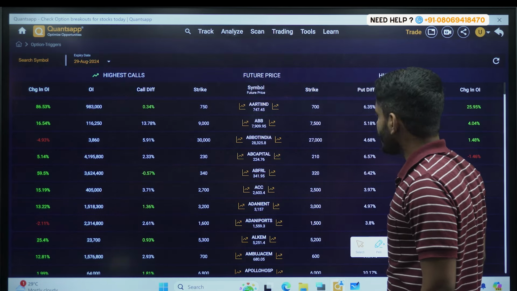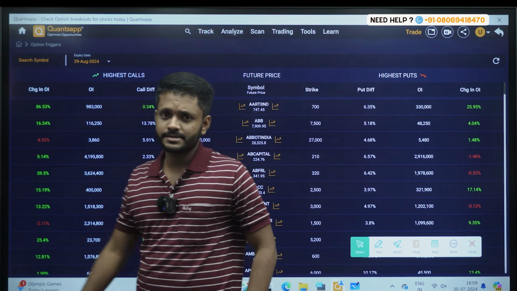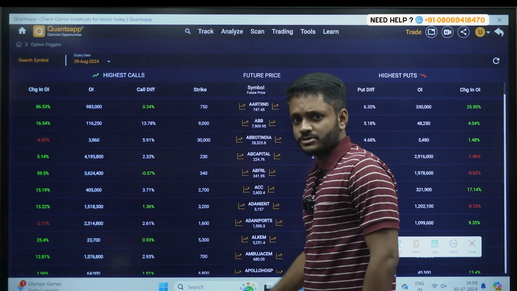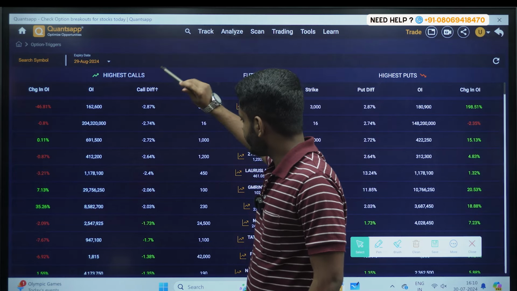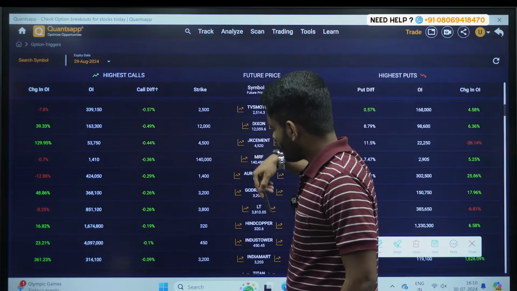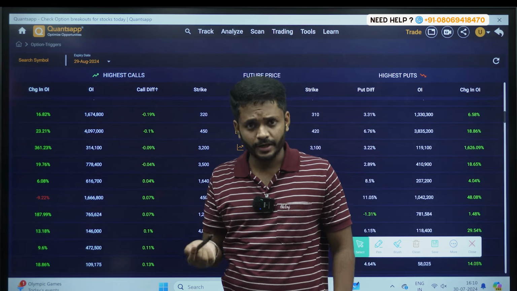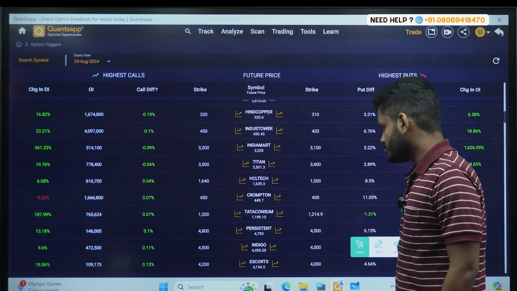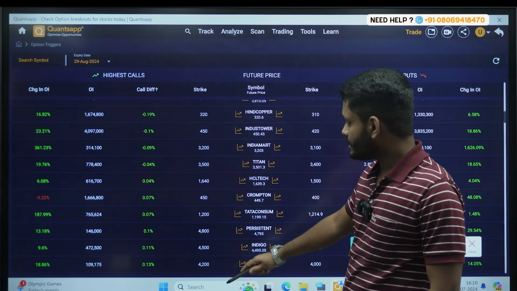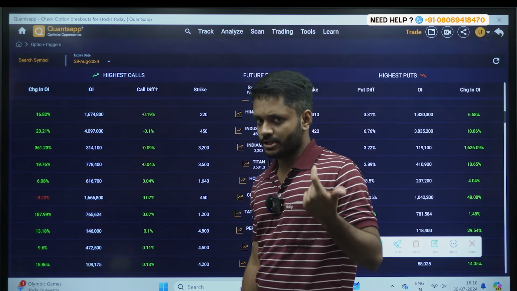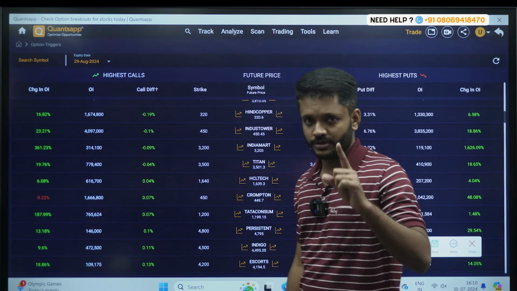Now how can an option buyer optimize his trading strategy using this tool? As soon as you open this, just click on call difference once and sort the stocks. Find those stocks wherein the call difference is between 0 to 1%. Here, check out Crompton, Tata Consumer, Persistent, Indigo, Escorts, all these stocks. I can see the call difference is between 0 to 1. So what is my condition? The first condition: the call difference should be between 0 to 1. These are the counters wherein the condition is getting fulfilled.